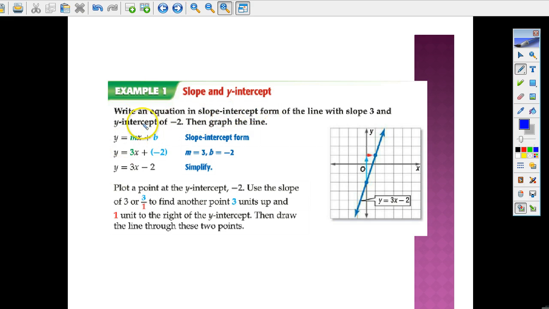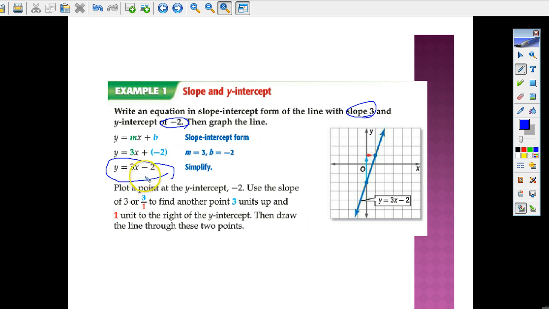Slope and y-intercept. Here's an example. Write an equation in slope-intercept form of the line with slope 3 and y-intercept of -2, then graph the line. So this is your slope, and that is your y-intercept. We're just going to rewrite y equals mx plus b with 3 as slope and -2 as your y-intercept. You're really just substituting the m and b with 3 and -2. We're going to simplify it because plus and negative will make it a -2. So there is your equation.